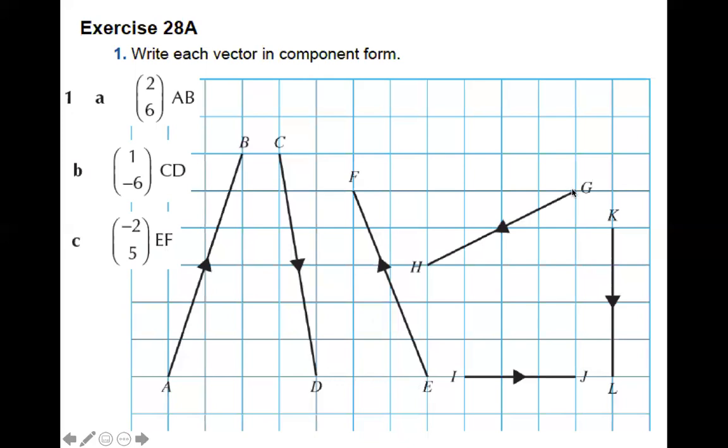GH, so we're going left and down. So left and down is both negative, negative on the x, negative on the y. So negative 4, negative 2 for GH. Now, if you get a horizontal line or a vertical line, it just means one of the components will have to be 0.